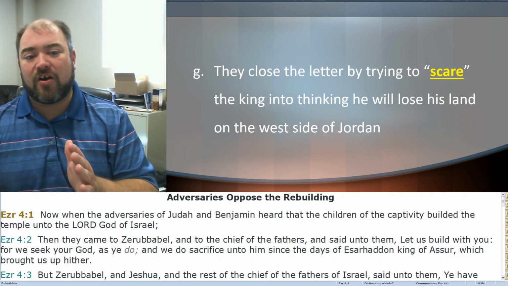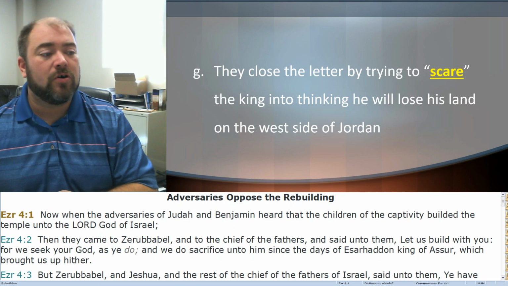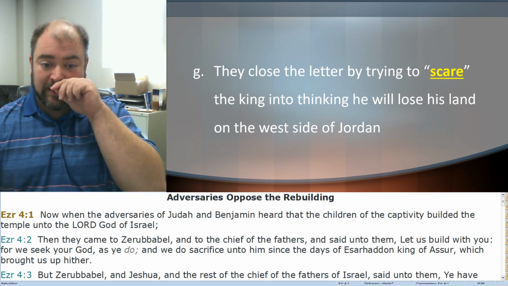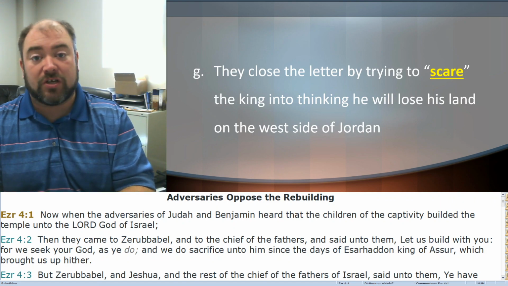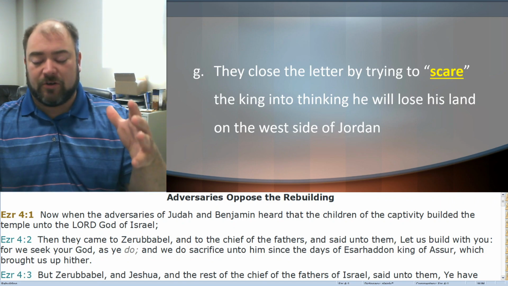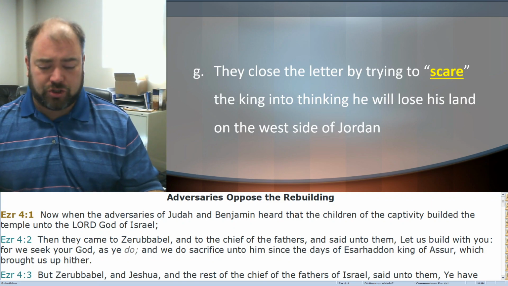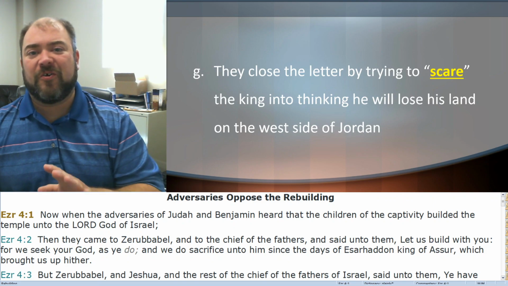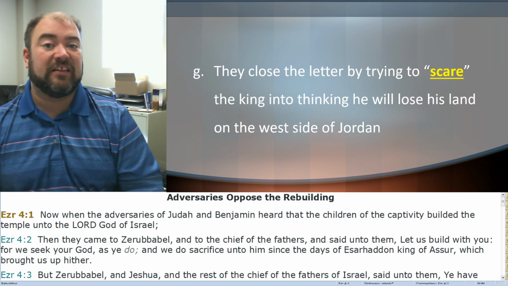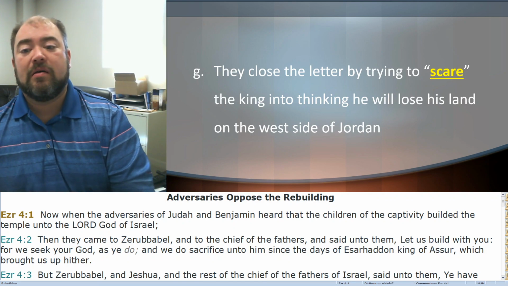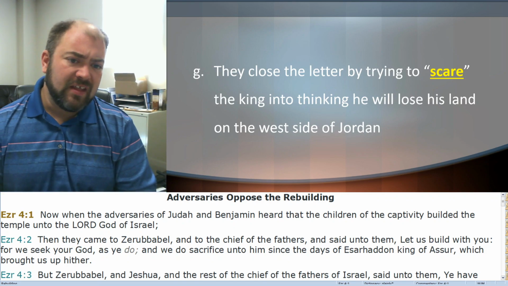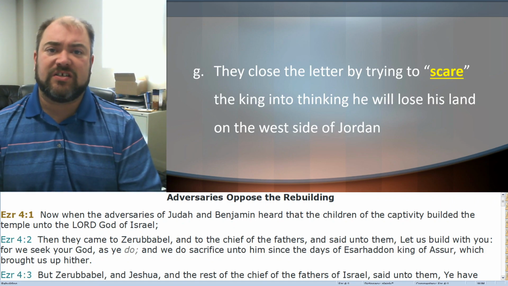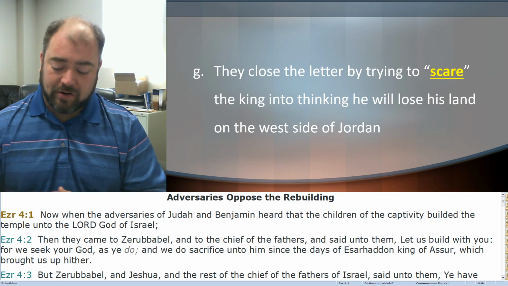They're trying to scare the king into thinking that he will lose his land, everything on the west side of the Jordan. That once they get in there and they establish Jerusalem, then they will expand and they'll establish Judah. And if they've expanded and established Judah, they'll just take Israel and they'll take it all. And so they're literally trying to scare the king and say, listen, you need to stop this now before it gets any worse. And so this is the letter that they've compiled. This is what they're sending to Artaxerxes to get him to stop the building process.